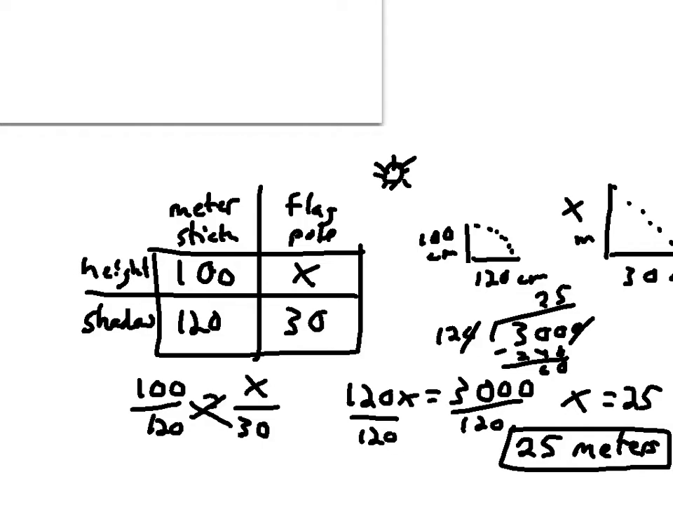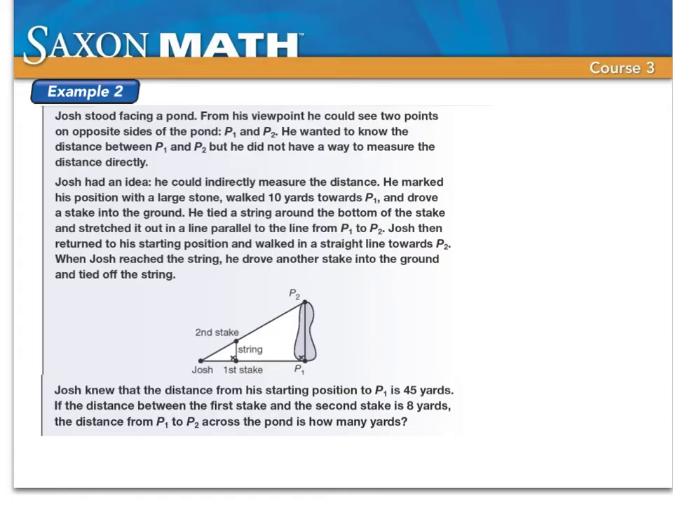Alright, and let's do one more example. Okay, here we've got a pretty lengthy word problem. Now this one is another example of a time when it would not be possible for you to measure something. Okay, and again, this is called indirect measurement.